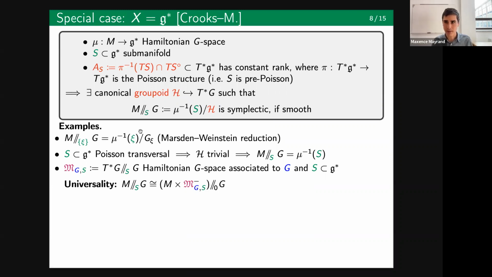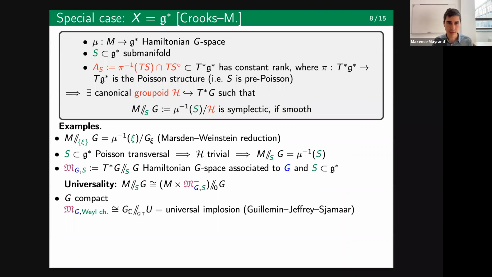So you can play with examples, and for instance, what we can take is a closed Weyl chamber in a compact Lie group. It's not quite a submanifold, but it's kind of a stratified space whose strata are pre-Poisson submanifolds. And this recovers the universal implosion of Dancer-Kirwan-Swann as a consequence. And of course, we recover the Ginzburg and Kazhdan varieties. This was the main motivation.